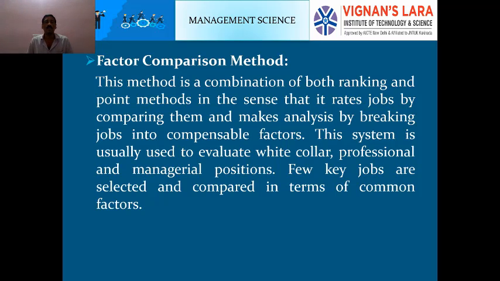This system is usually used to evaluate white collar, professional and managerial positions. A few key jobs are selected and compared in terms of common factors. Here, there is also an additional process: some compensable factors are selected with regard to our product. Then we compare them with other common, comparable, compensable factors, to see to what extent our product is complete with respect to the compensable factors of other products or other jobs.